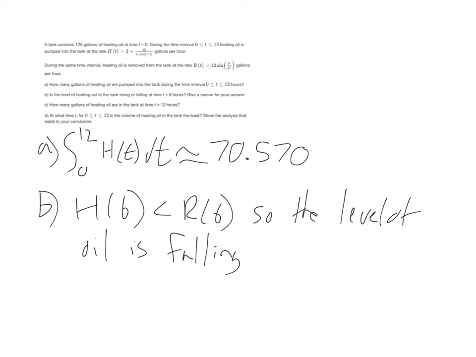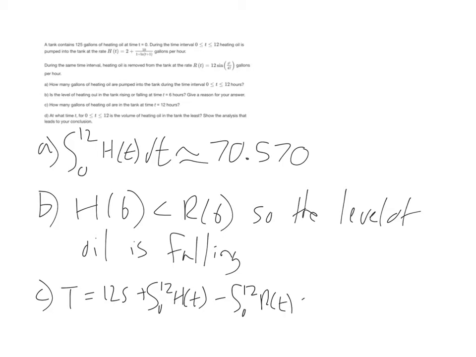Part C, how many gallons of oil in the tank at time t equals 12? Well, in this case, we need all 3 pieces. I need to know how much did we start with, how much did we add, and how much did we lose. And so to put all that together, I'm going to do it as 3 separate pieces. I'm going to say my total is going to equal 125 plus the integral from 0 to 12 of h of t minus the integral from 0 to 12 of r of t. This should have a dt, and so should this, sorry.